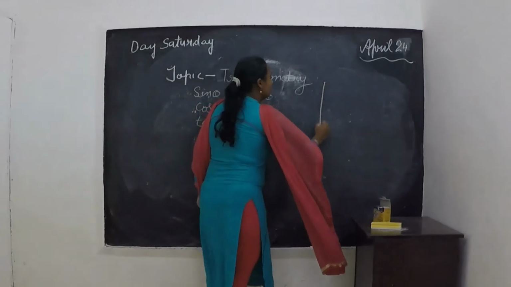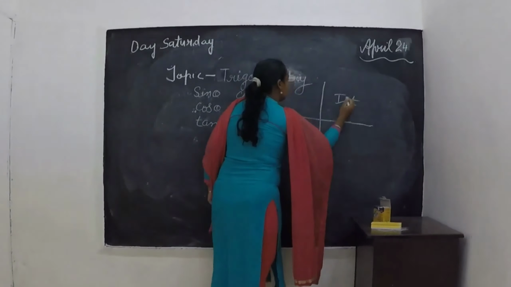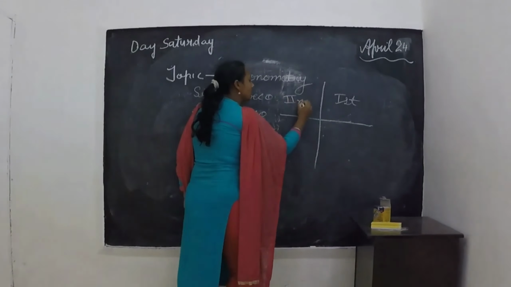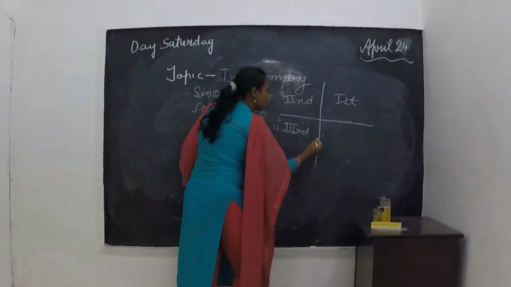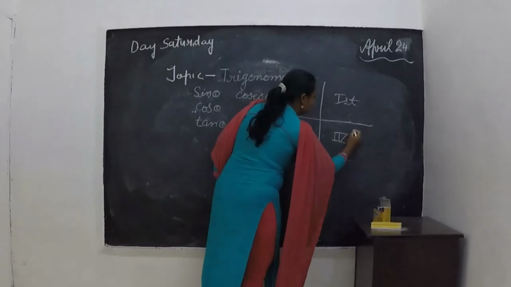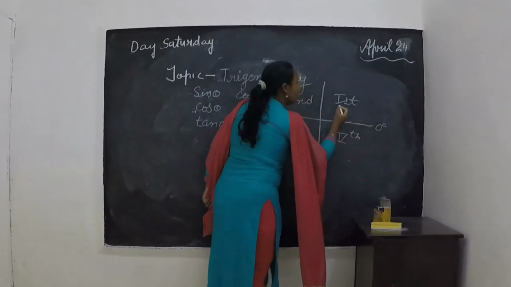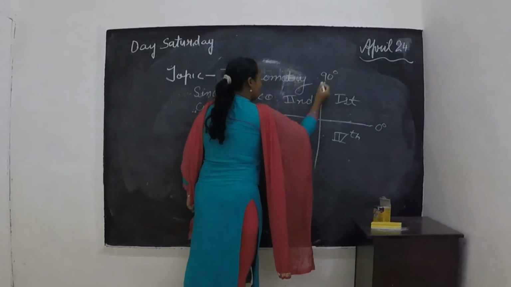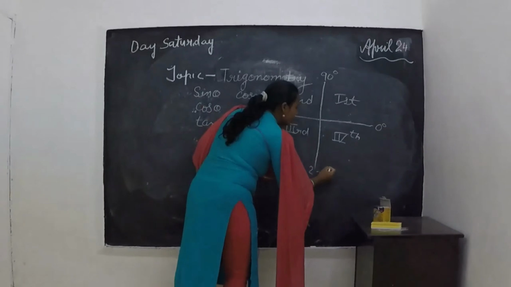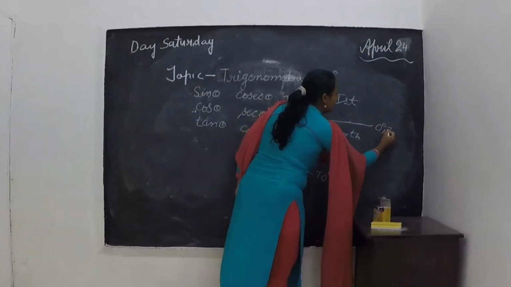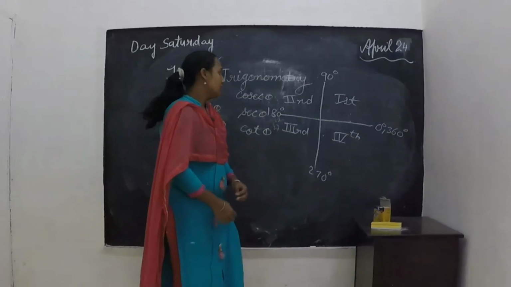First of all, we will draw the table. This is your first quadrant, this is your second quadrant, this is third quadrant, and this is your fourth quadrant. Here angle is 0 degree, 90 degree, 180 degree, 270 degree, and this is your angle again 360 degree. The values of angle 0 degree and 360 degree are same.